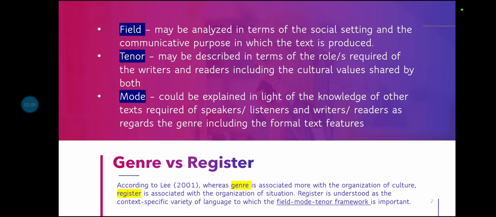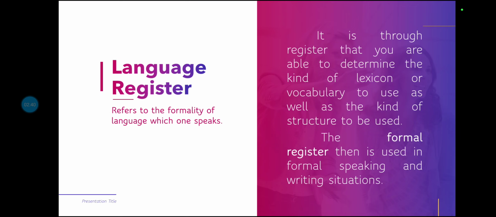And then we have this mode. Mode could be explained in light of the knowledge of other texts required of speakers or listeners and writers or readers as regards the genre, including the formal text features. So now we are going to talk about the formal text features when it comes to mode. These three things are very important when it comes to register. If we point out the register of the situation, we will have these: field, tenor, and mode.